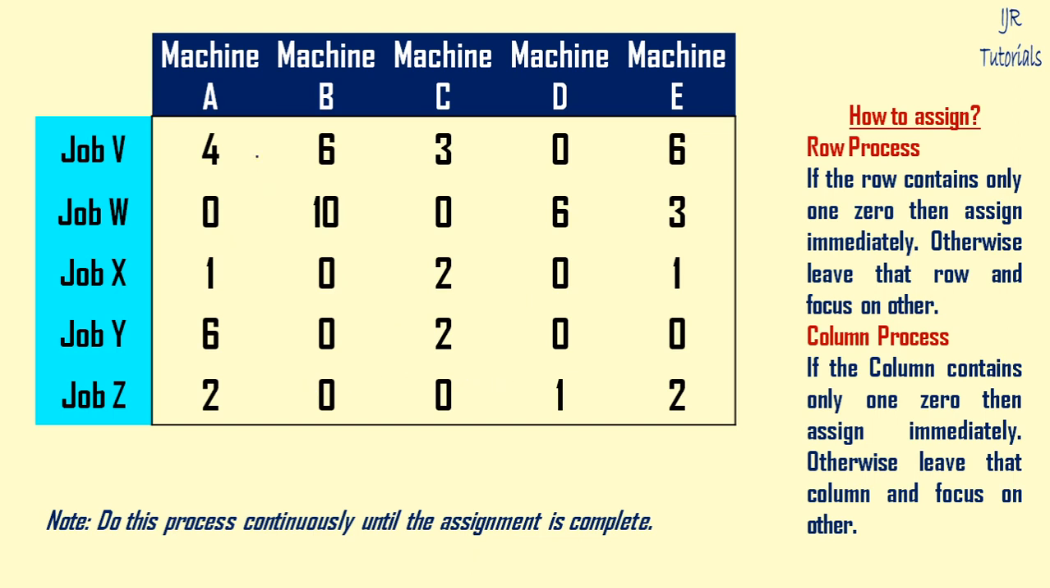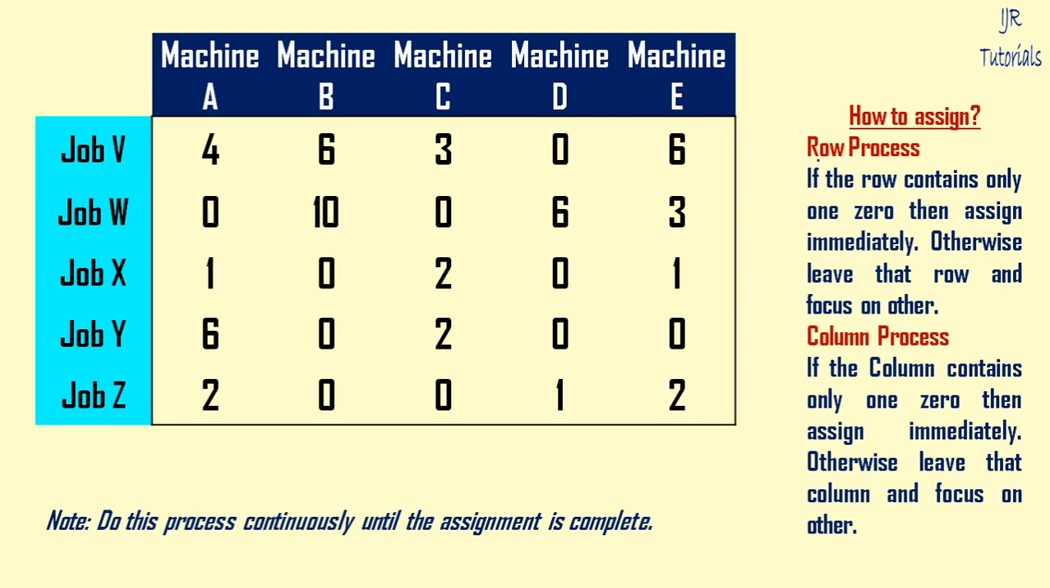And see the columns. First column, 0. Machine B, yes, 0 is there. Machine C also 0. Machine D, 0. Machine E also 0. So that means all columns and rows have at least one zero. So now we can do the assignment. So here the question is how to assign.